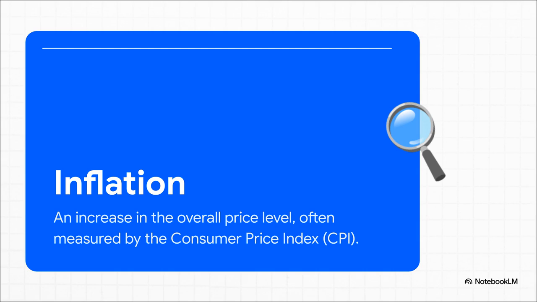In simple terms, this tells you how fast your money is losing its buying power. The most common way we measure this is with something called the Consumer Price Index, or CPI. Basically, they create a standard shopping cart of goods and services that a typical person buys. When the total price of that cart goes up, yep, that's inflation.